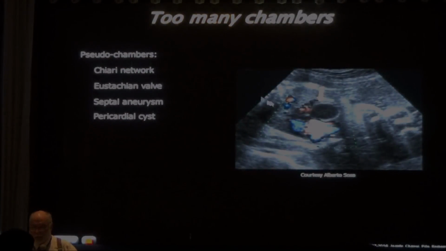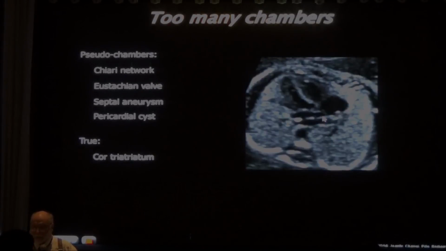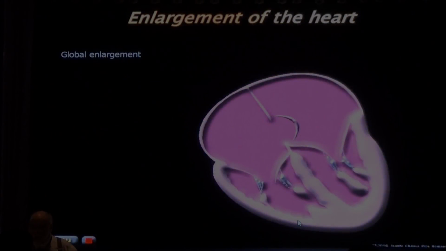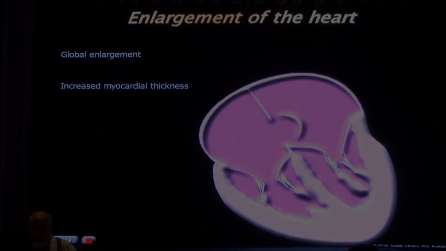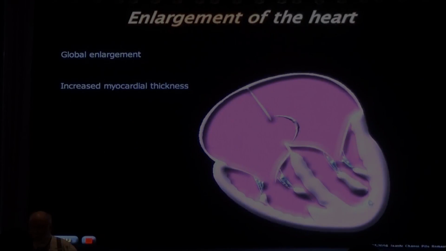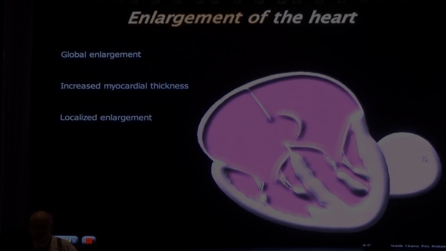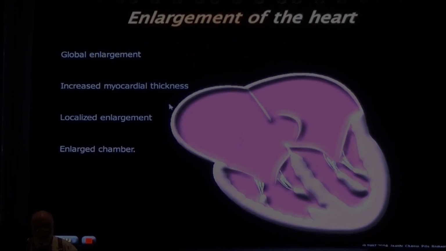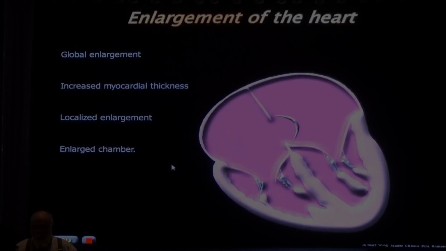Sometimes you may have too many chambers, and all these membranes can be confused for a chamber. Sometimes you can also have a pericardial cyst. Pericardial cysts are usually at the base of the heart. Now you can also have enlargement of the heart. Here we have a global enlargement, but you may also have enlargement just of the myocardium. This is increased myocardial thickness. Or you can have a bump coming out of the heart, and this is very typical of cardiac rhabdomyoma. Or you can have a cardiac chamber which is enlarged, and typically it's the right atrium that enlarges.